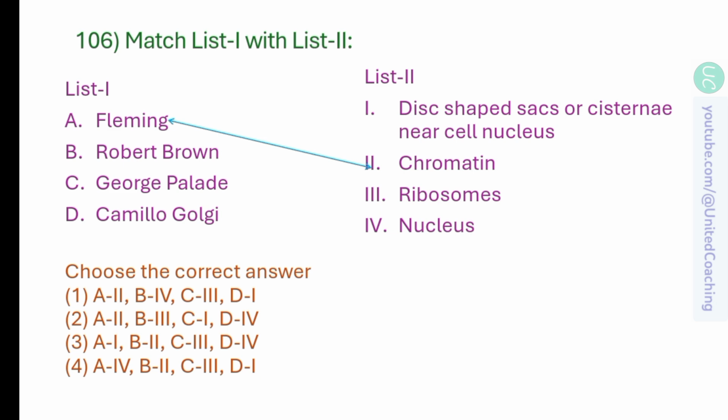And Robert Brown discovered the nucleus. George Palade discovered ribosomes, which are the sites of protein synthesis, and Camillo Golgi discovered the Golgi apparatus, which is disc-shaped sacs or cisternae near the cell nucleus. He first observed a densely stained reticular structure near the nucleus, which was named after him, that is Golgi apparatus. So over here the option number A is correct.